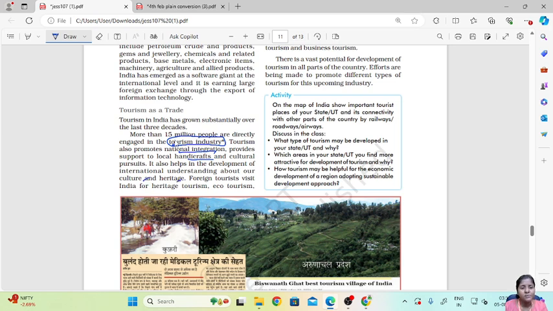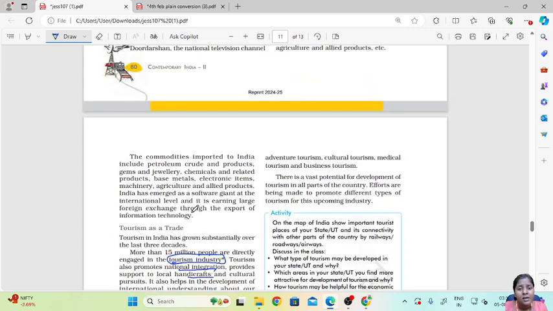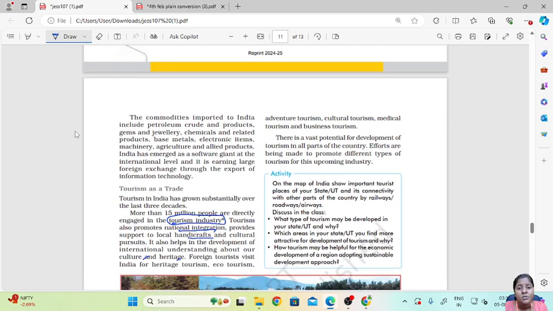Then foreign tourists visit India for heritage tourism, then eco-tourism, adventure, cultural tourism, business tourism, medical tourism, etc. So India is a country which has the largest potential for tourism development in all parts of the country, and efforts are being made to promote different types of tourism for this upcoming industry.